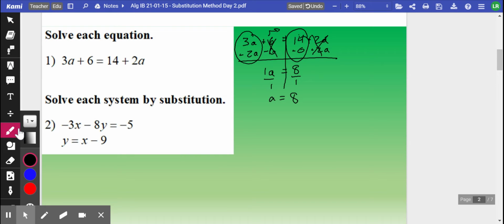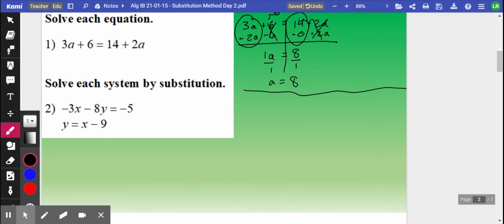Now, the second one, there's a little bit more work to do. This is a substitution problem like we had learned yesterday. So the first thing I'm going to look for is which equation is solved. And in this one, it's the bottom one. So the bottom one's solved. So there's my solved part.